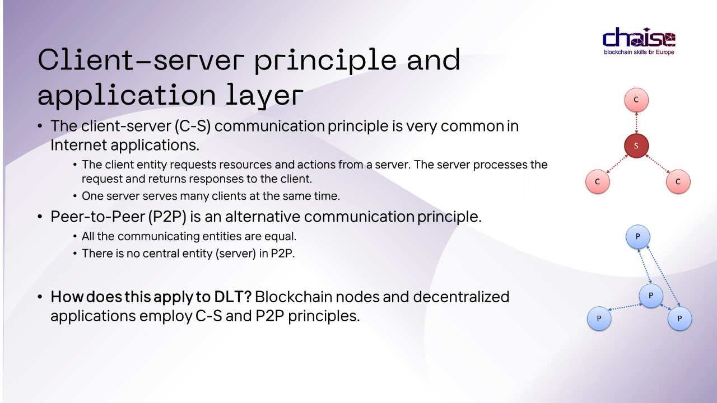How does this apply to DLT? Blockchain nodes and decentralized applications employ CS and P2P principles. The communication between distributed and decentralized blockchain nodes requires P2P. Other parts of decentralized applications, for example, APIs and web interfaces, are CS-based.